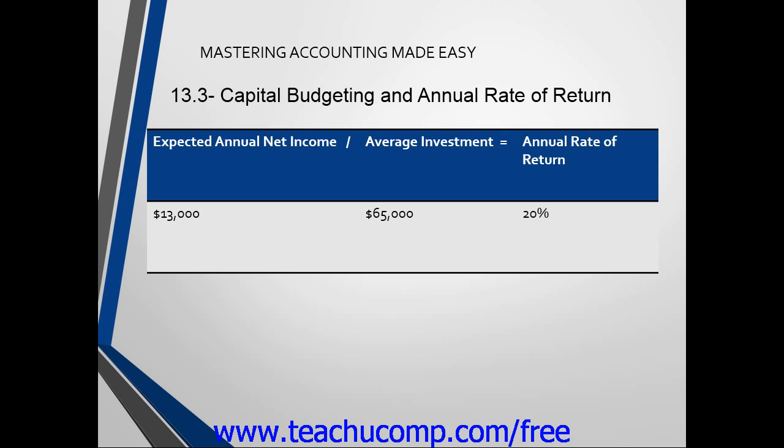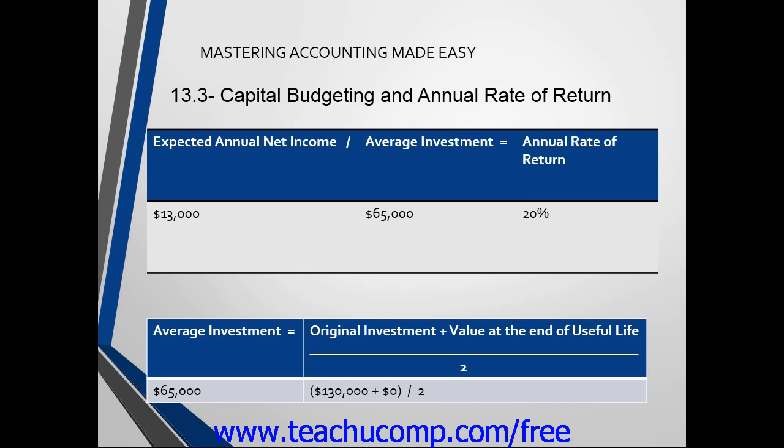In order to find the annual rate of return, we need to take the expected annual net income and divide it by the average investment. So the next step is to find the average investment. To do this, we add the original investment amount to its value at the end of its useful life and divide by 2. For our example, the original investment amount was $130,000 and we have a value at the end of its useful life of 0. So this divided by 2 gives us an average investment of $65,000.